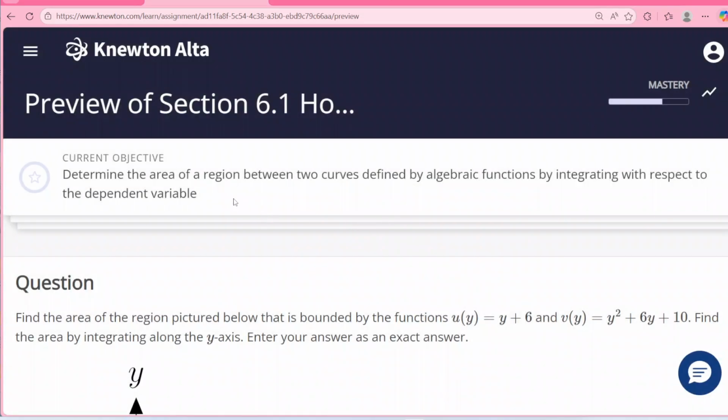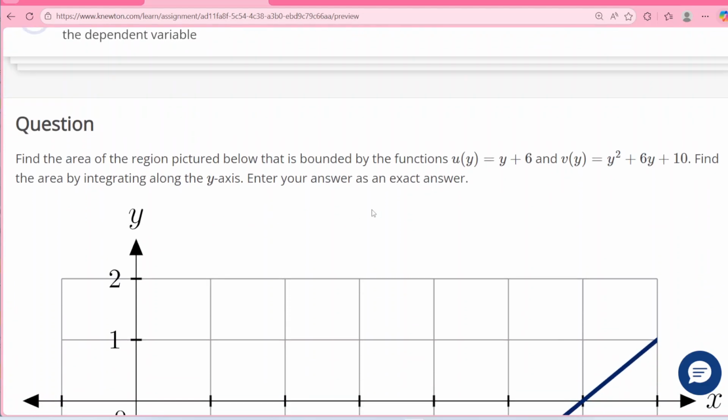So it says determine the area of the region between two curves defined by algebraic functions, integrating with respect to the dependent variable, which is typically y, right? The y variable, y-axis. So look, I'm given these two functions. Now they're calling them u and v instead of f and g like I did earlier. So I got u of y is y plus 6.